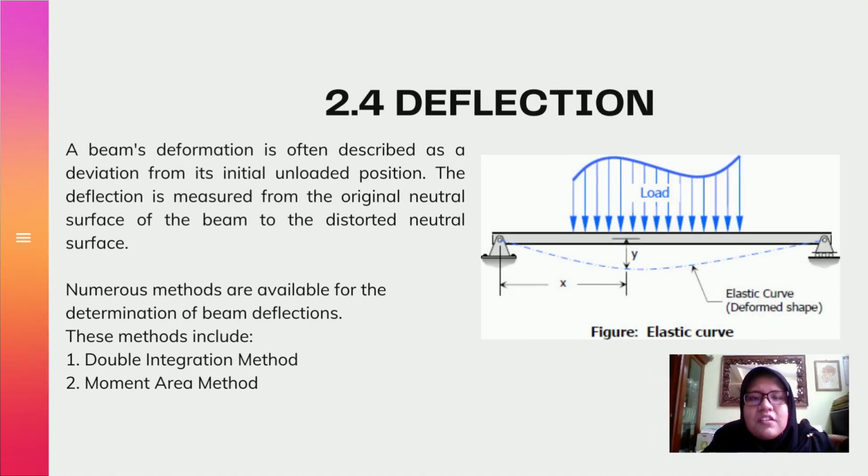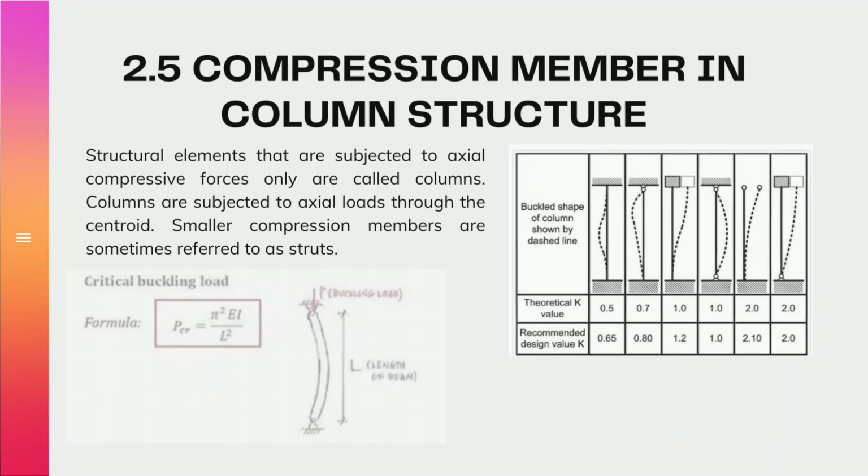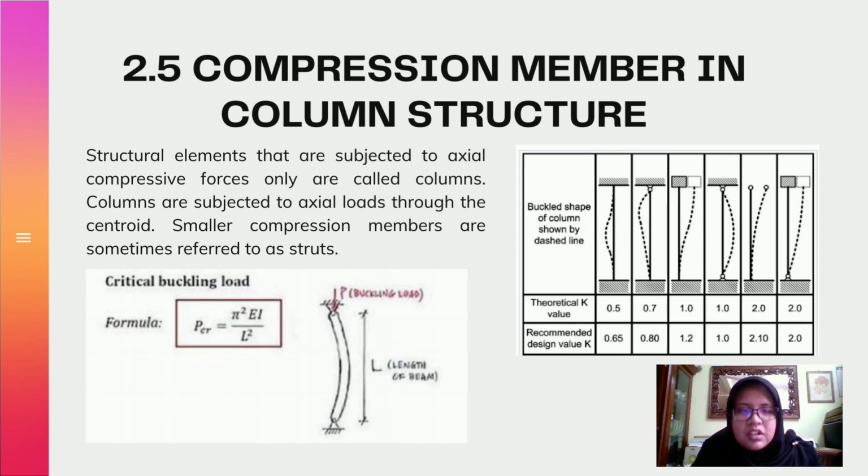So next is deflection. Deflection is a beam deformation, often described as a deviation from its initial unloaded position. The deflection is measured from the original neutral surface of the beam to the distorted neutral surface. To get the deflection, we have two methods, which are the double integration method and the moment area method.